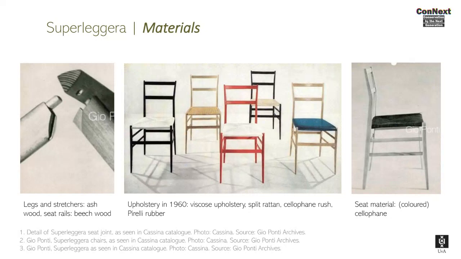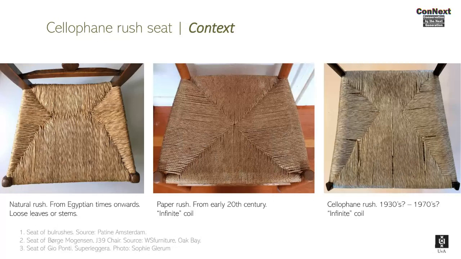The matted seats were not made in the Cassina factory, but the matting was executed as piecework by female matters in their own homes in the Chiavari region. The cellophane matting was discontinued by Cassina somewhere before 1979. Now I will zoom in on the cellophane rush seat itself and the tradition that it's in.